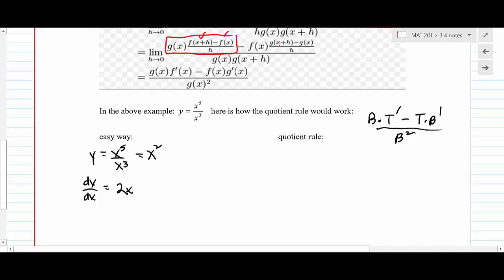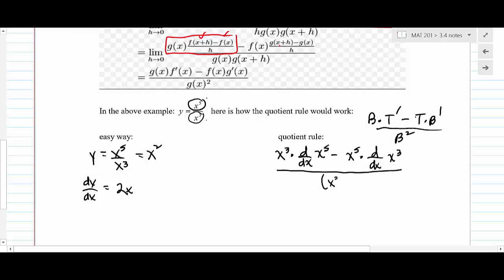Or you can do that high-y low, low-y low, whatever you want to. Okay, so this goes like this. The bottom is going to be x to the third. Then you're going to do the derivative of the top, which is x to the fifth. Then we just do it backwards. Then we do the top, which is x to the fifth. And then we do the derivative of the bottom, which is x to the third. And then we take whatever's in the bottom and we square it. Okay, so that's how that thing gets put together.